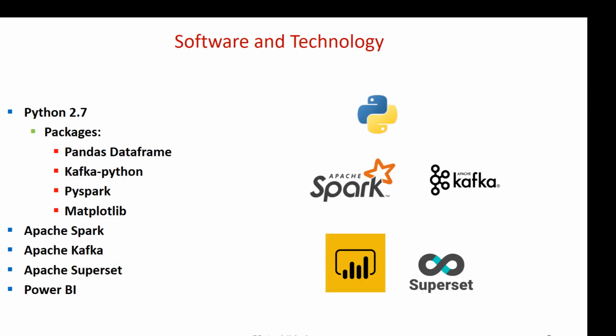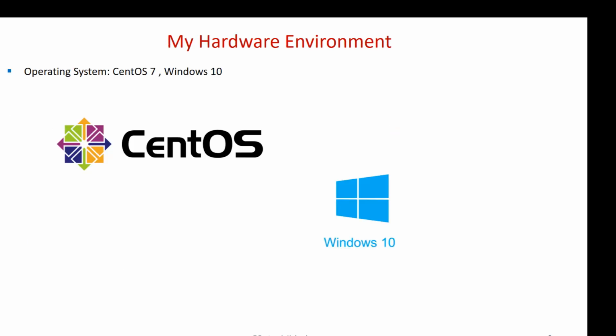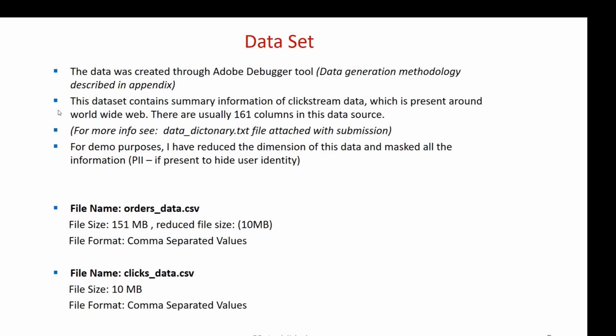So for my project, the software and technology I have used is Python Pandas, Python Kafka, PySpark, Matplotlib. So everything with Python 2.7, Apache Spark, Apache Kafka. For visualization, I've been using Apache Superset. And for the preliminary data visualization, I've been using Microsoft Power BI. Just for Power BI, I've been using it on Windows 10, and my overall project I've been developing on CentOS 7.